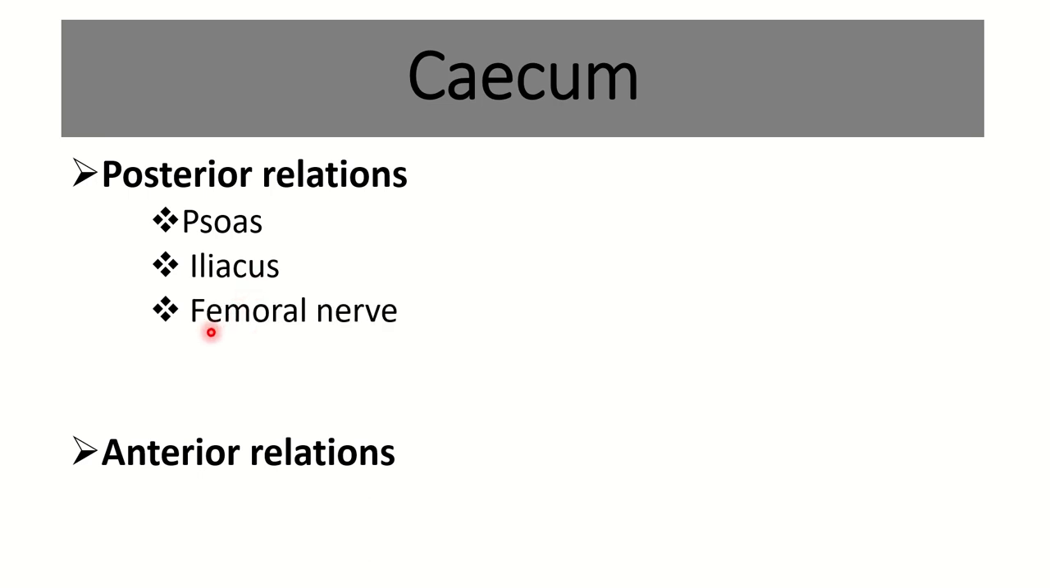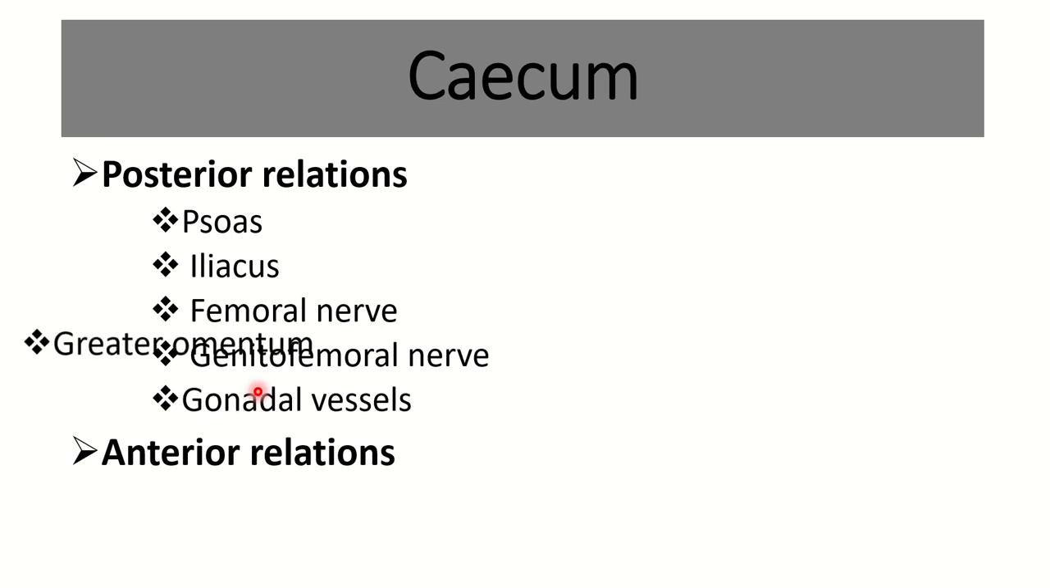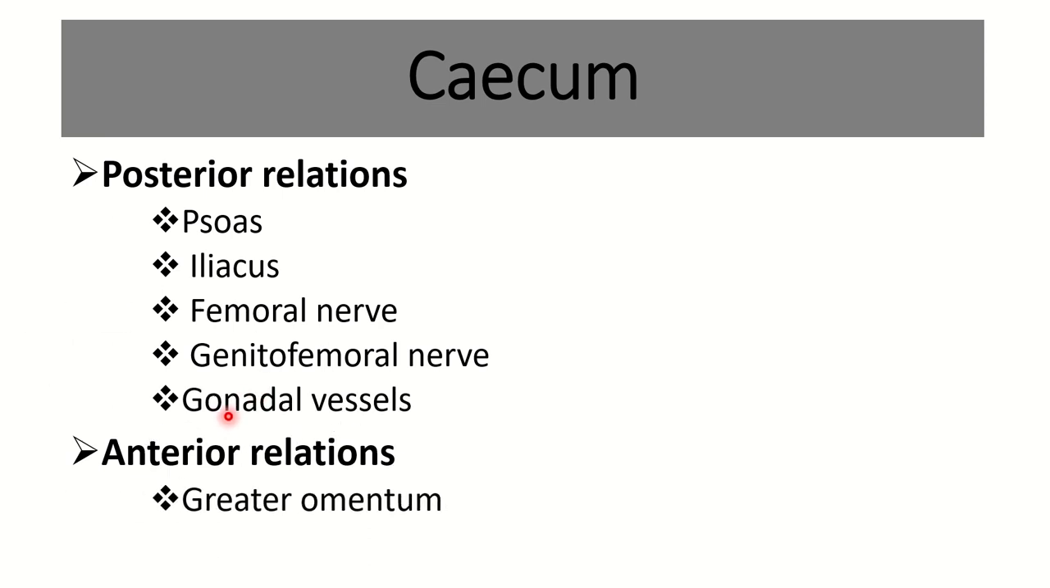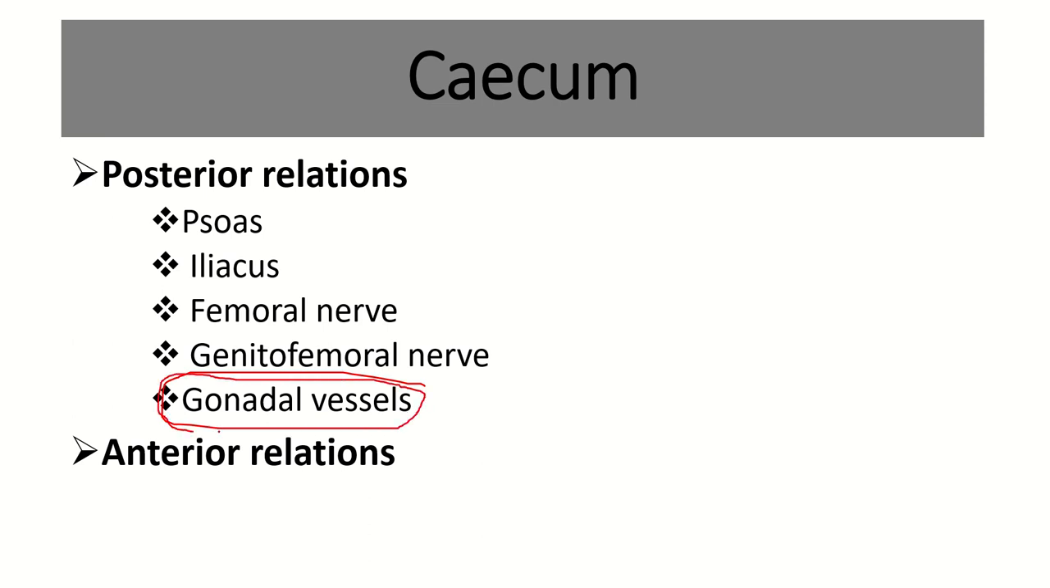Then here you can see some important nerves, such as the femoral nerve, genitofemoral nerve, and gonadal vessels. So first of all, two groups of muscle, then three groups of nerve and vessels: femoral nerve, genitofemoral nerve, and gonadal vessels and nerve. Among them, the most important one is the gonadal vessels and nerve, because they may be injured during cecal mobilization or other operations in the right iliac fossa region.